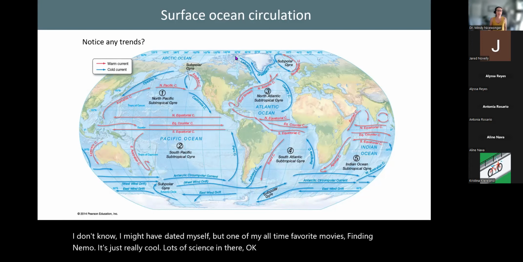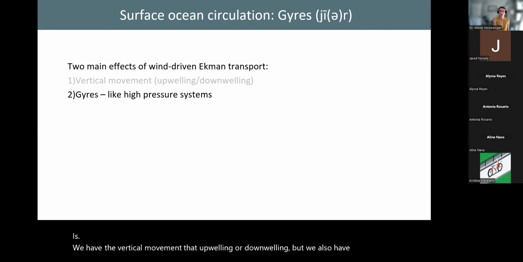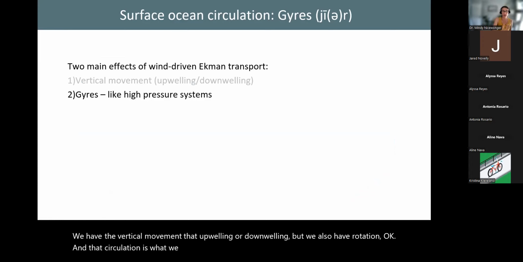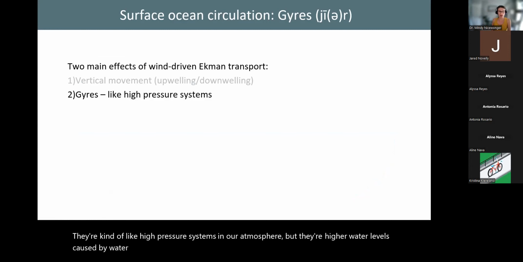Okay, so what's happening here is we have the vertical movement, that upwelling or downwelling, but we also have rotation. And that circulation is what we call a gyre. They're kind of like high pressure systems in our atmosphere, but they're higher water levels caused by water flow.